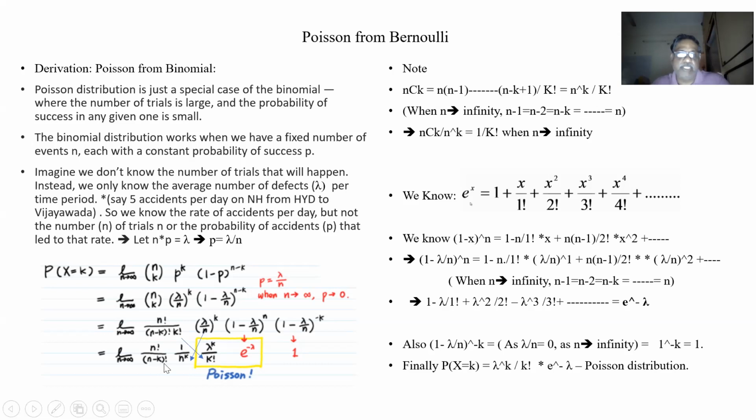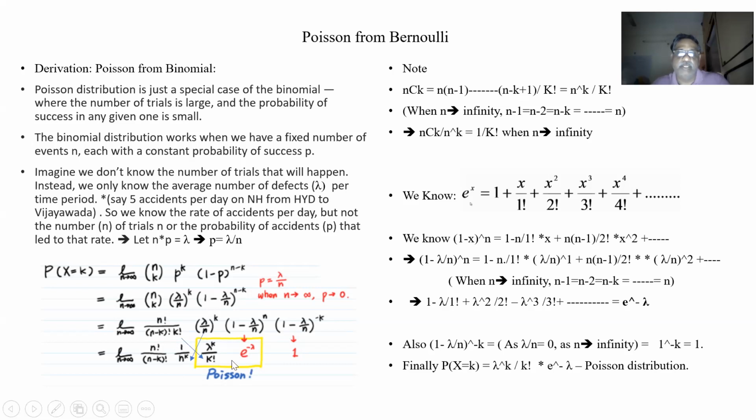So (n minus k) factorial has gone in expanding: n into (n minus 1) up to (n minus k plus 1). So (n minus k) factorial is further getting cancelled out. So n(n-1)...(n-k+1) by k factorial, this is the definition of nCr. So when n is infinity, this becomes n to the power of k over n to the power of k, getting cancelled, so it becomes 1.